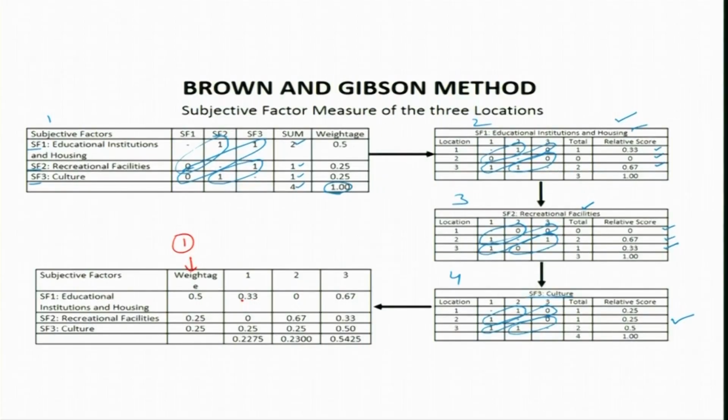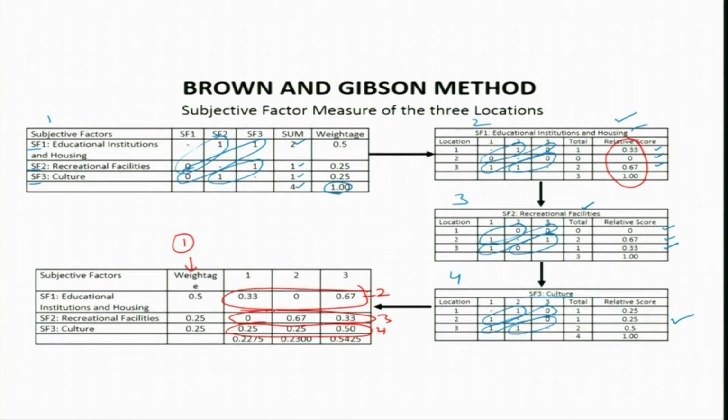Now, the scoring, we can see row-wise. This particular row will come from this side. On subjective factor 1, the score of location 1 is 0.33, location 2 is 0 and location 3 is 0.67. So, we get this from table 2, and similarly this data we are getting from table 3 and this data from table 4. Okay, so table 4 gives 0.25, 0.25 and 0.50. And now, the next step is to calculate the weighted score.